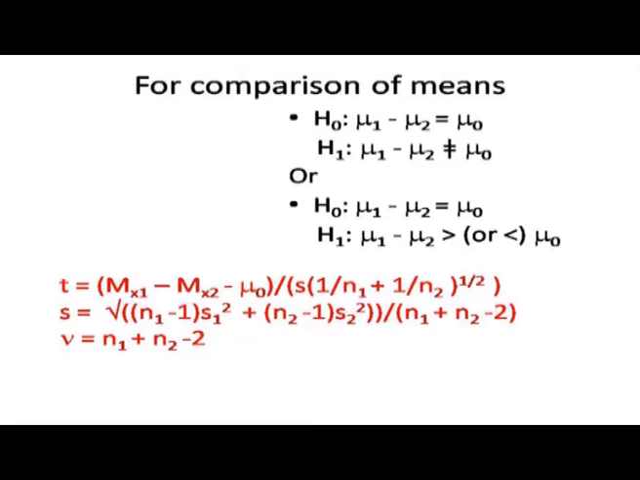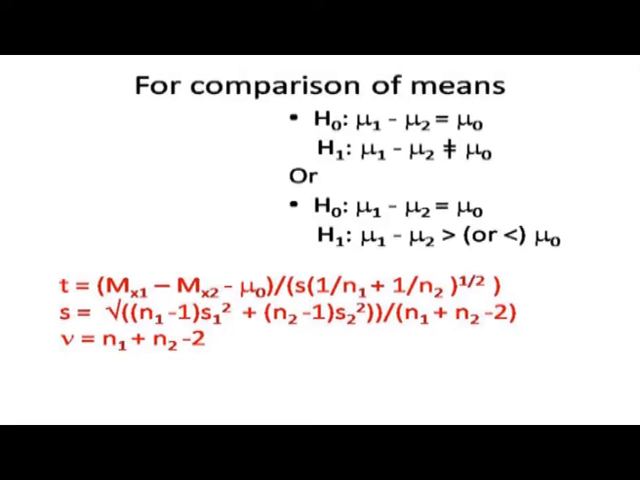For comparison of means, you can use the t-test. What is comparison of means? A population consists of two groups, and the difference of means of the two groups in the population is mu 0. Mu 1 is the mean of the first group, and both are means in the population: the true mean of the first group minus the true mean of the second group. These are true means, or parameters, or means of the population or universe. That difference is mu 0.